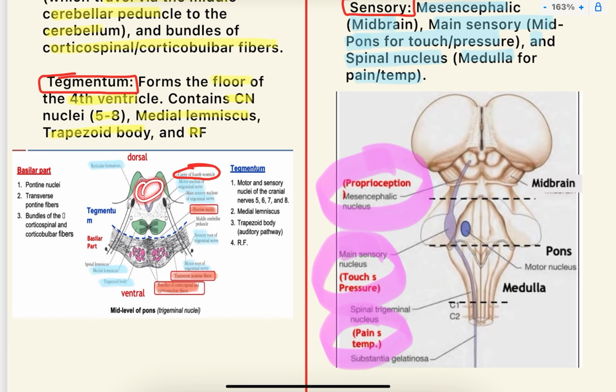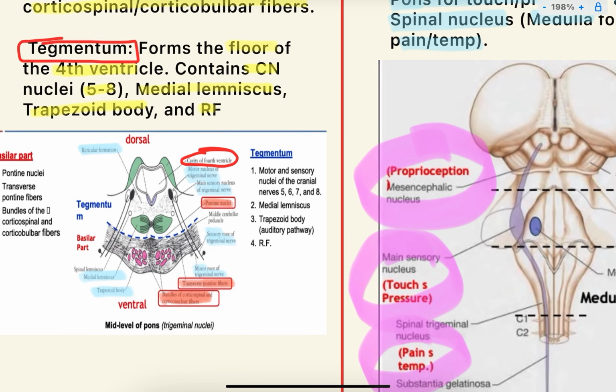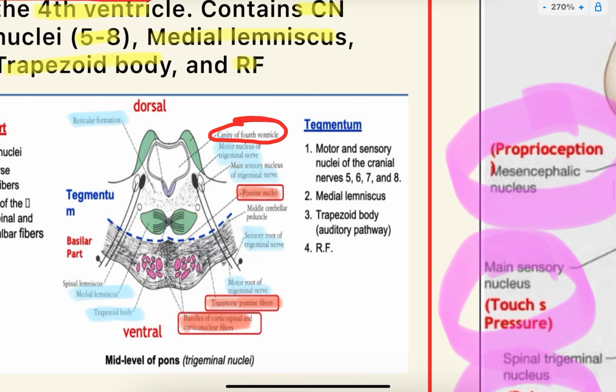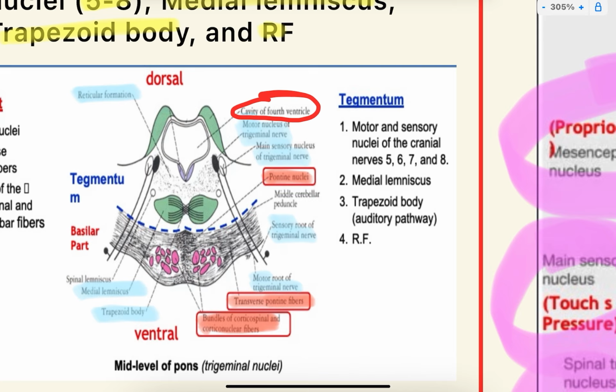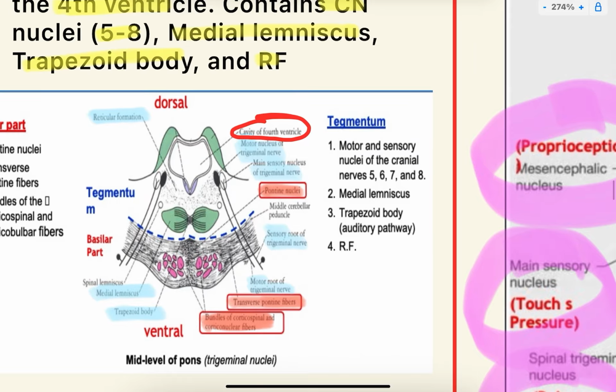I will see the floor of the fourth ventricle, which has the cranial nerves from 5 to 8. Okay, and also I will see the medial lemnisci, which will be right here. I will see the trapezoid body, this one, and I will see the reticular formation, which will be right here. So this is the most important stuff that I can see in the tegmentum.